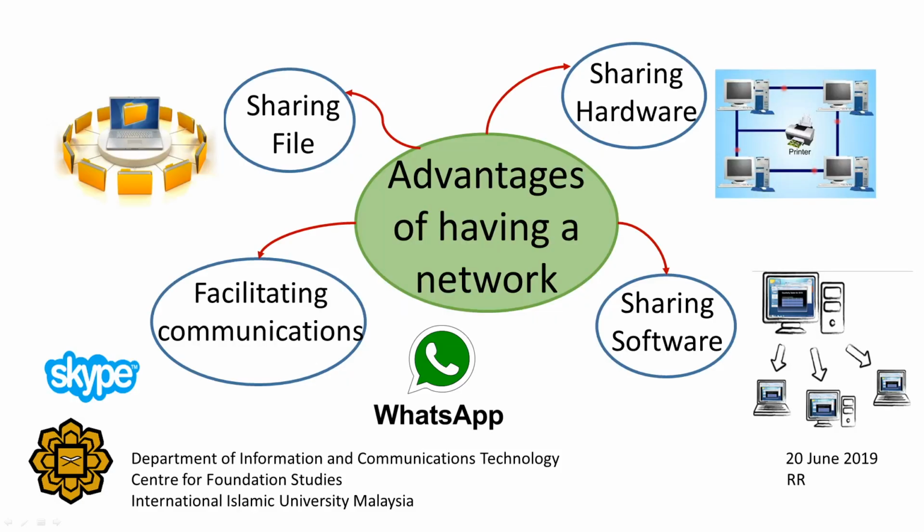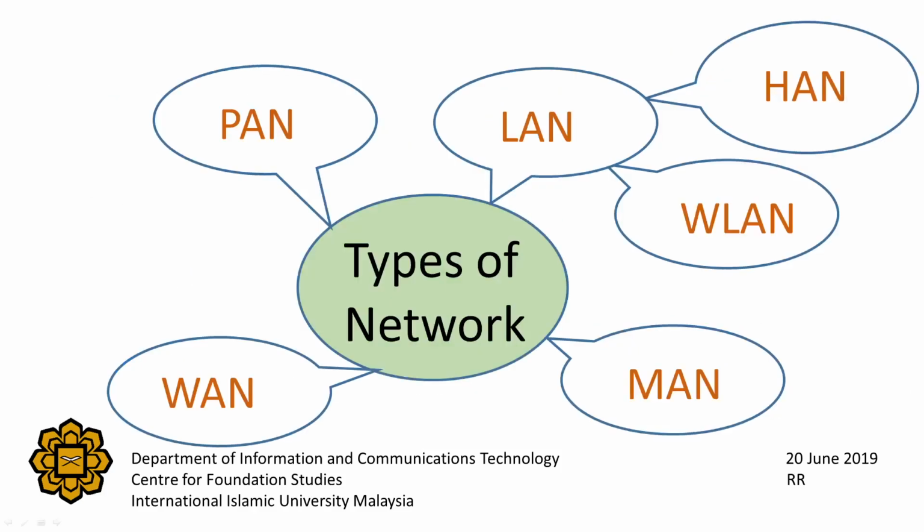Okay, so the advantages of having a network. There are four advantages of having a network. First, we can share files. We can share hardware, we can share software, and also facilitate communication such as using WhatsApp and Skype. Alright, so types of networks. We have LAN, WLAN, HAN, PAN, MAN, and WAN.